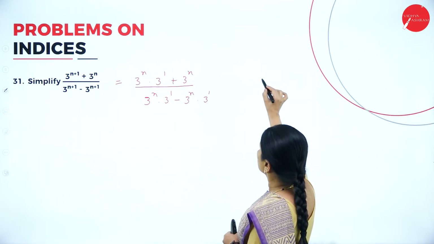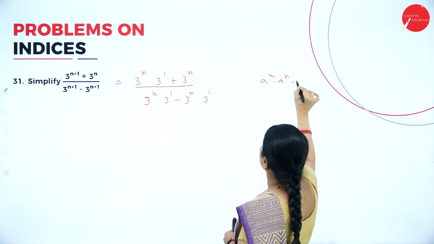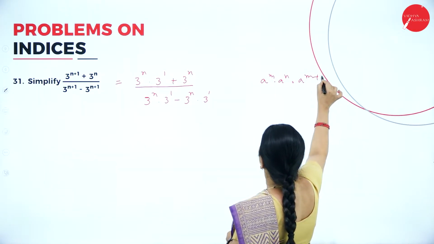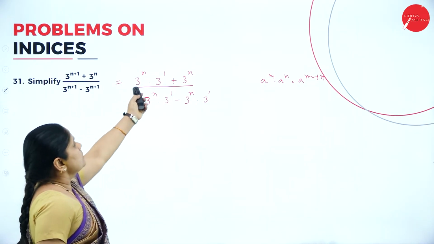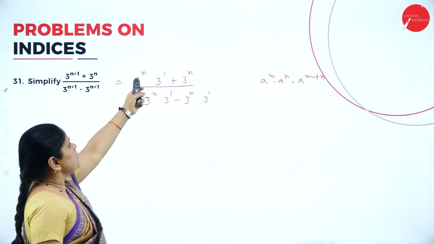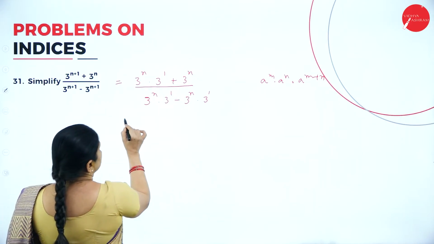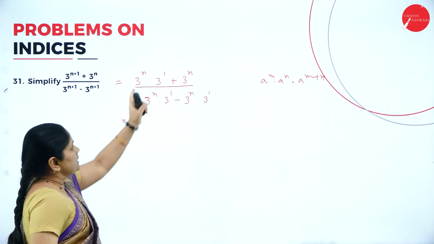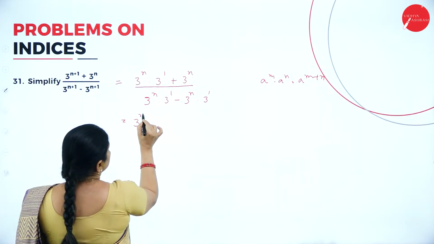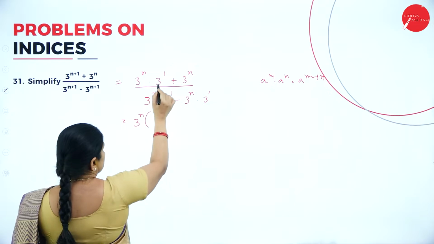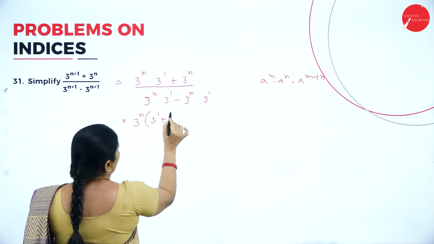So, this is based on a to the power of m into a to the power of n equals a to the power of m plus n. So, a to the power of m plus n is given. So, I am just splitting it as 3 to the power of n into 3 to the power 1. Now, if you can see this equation here, so with the 3 to the power of n is common here. So, I will write here 3 to the power of n. Now, what is left over here? 3 to the power 1 plus 1.